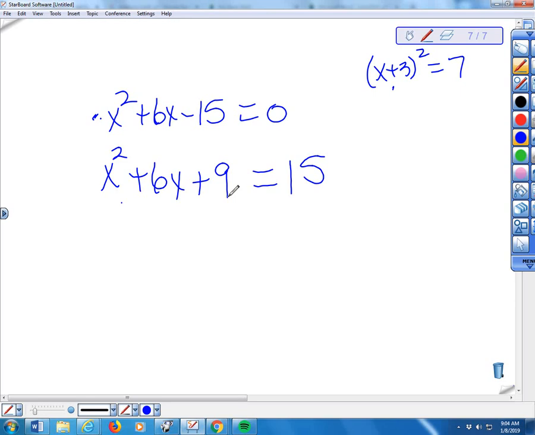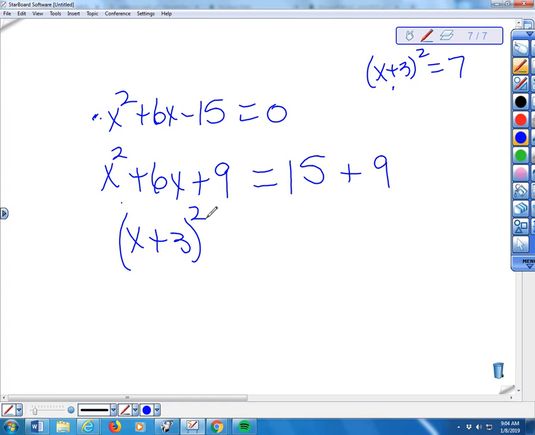Yes, but whatever I do to the left, I must also do to the right, or I've totally changed the equation. Okay, so I have to add 9 to the right. Now, this is factorable. This is one of those special factorings that we learned in section 2. This is a perfect square. It factors to x plus 3 squared.